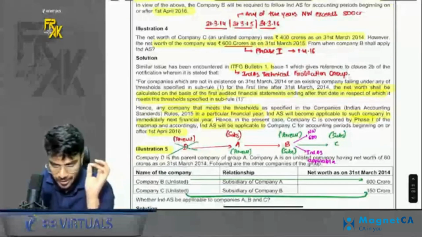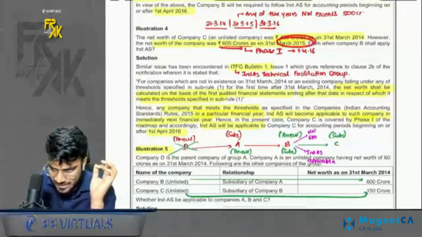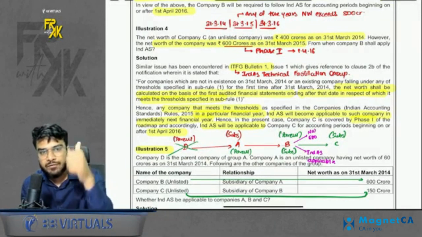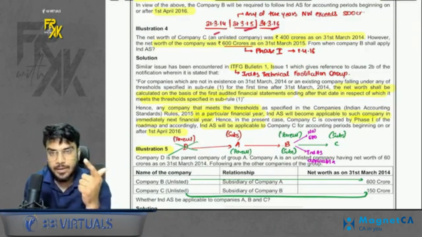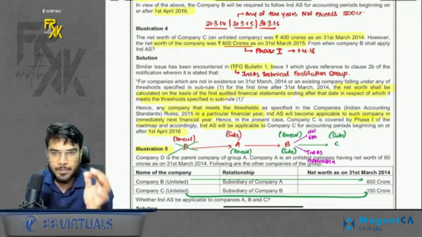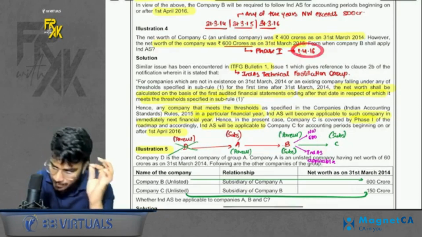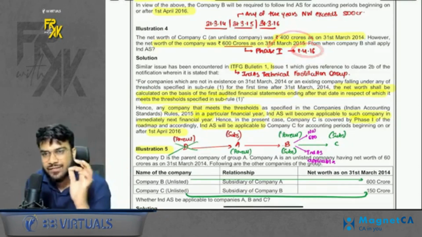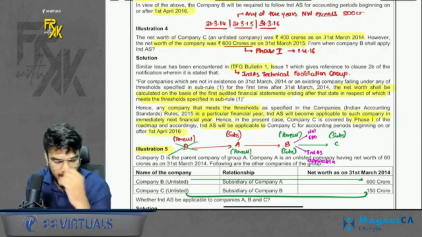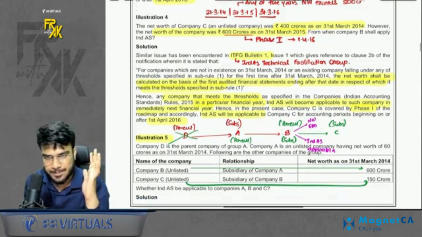Ind AS, net worth on 31st March 15 was 600. If the net worth on 14, 15 or 16 is more than 500, you will fall under phase 1, because phase 1 starts from 1st April 16, and before this date, if under any financial year net worth is more than 500 starting from 31st March 14, you will fall under phase 1. Okay.